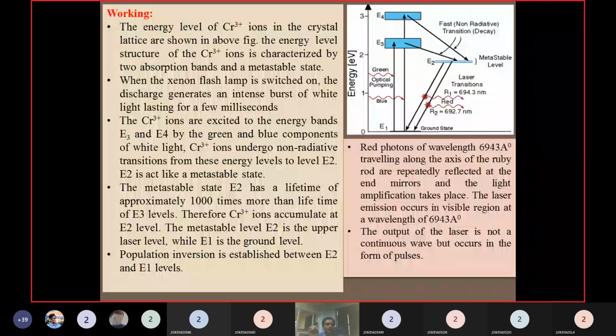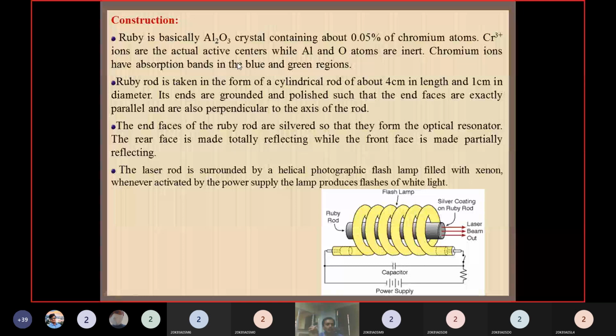Chromium absorbs the blue and green lights only. It will not absorb any other light. Because of that absorption, what happened?